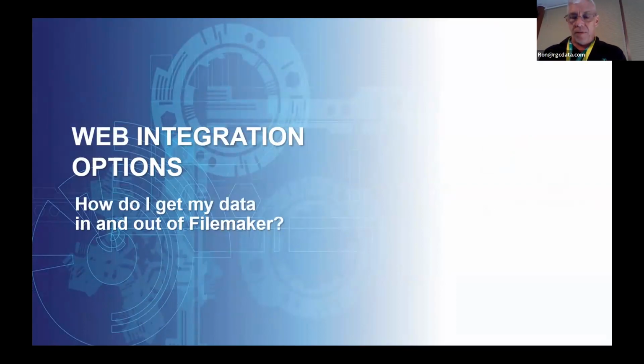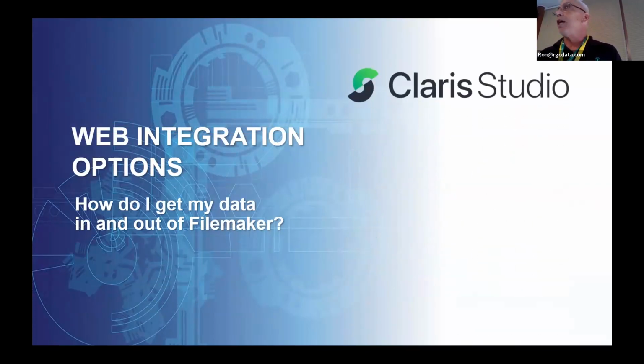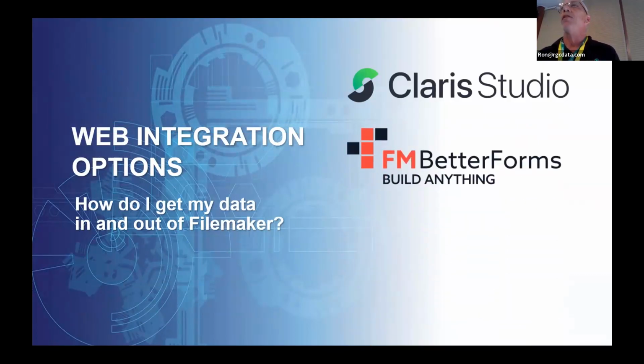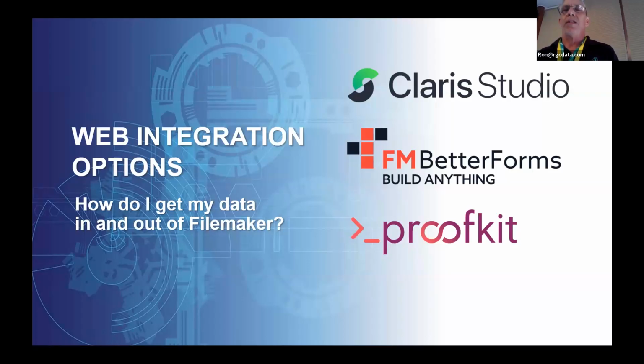So when we look at web integration, how do we get our data in and out of FileMaker? And so, as you probably all know, there's some really great products. Claris Studio is the Claris offering to facilitate integration to get your data from FileMaker in and out of FileMaker onto the web. We also have FM Better Forms, I'm sure you're all familiar with, is an incredible product by those guys over there. ProofKit by Proofgeist. The guys at Proofgeist are really amazing geniuses over there, and they have put together a ProofKit. If you've not heard about that, it's worth looking into to see how they've facilitated that.